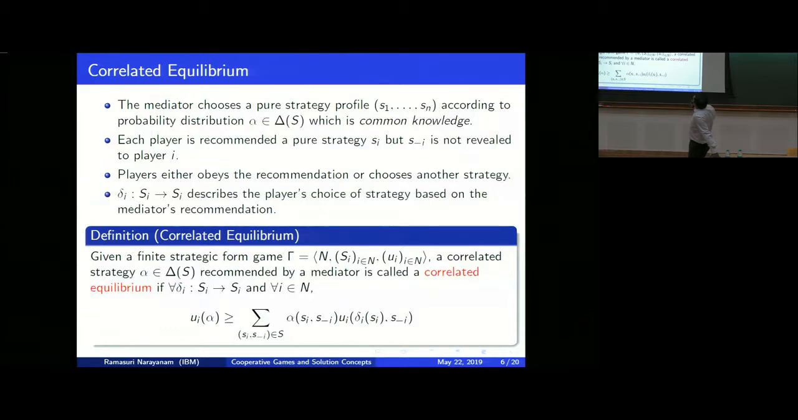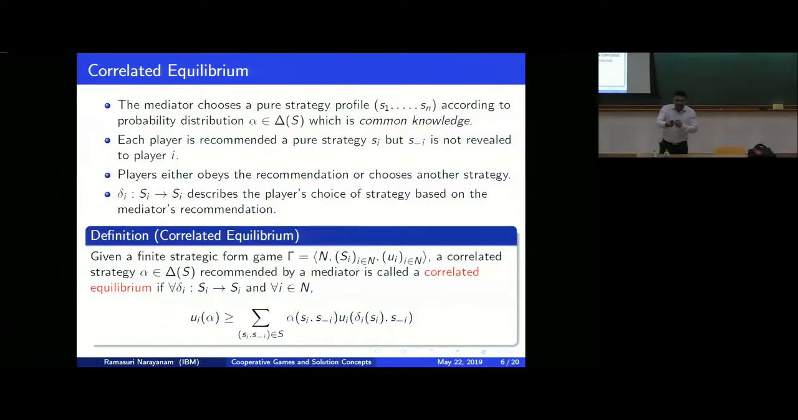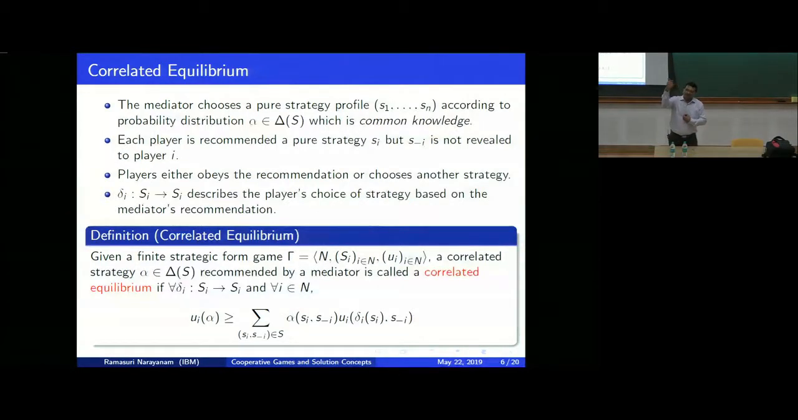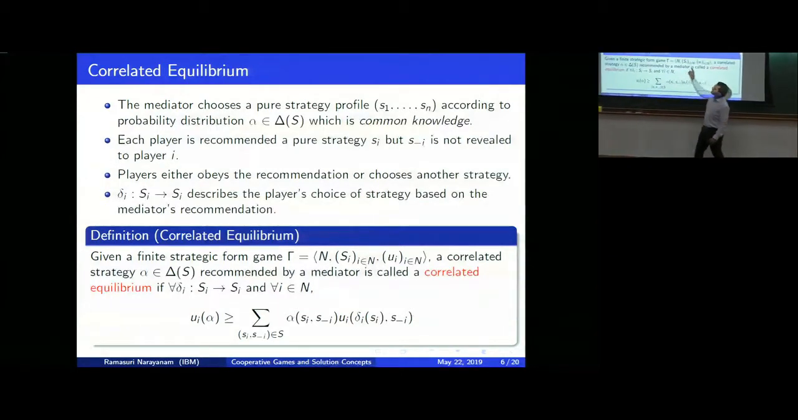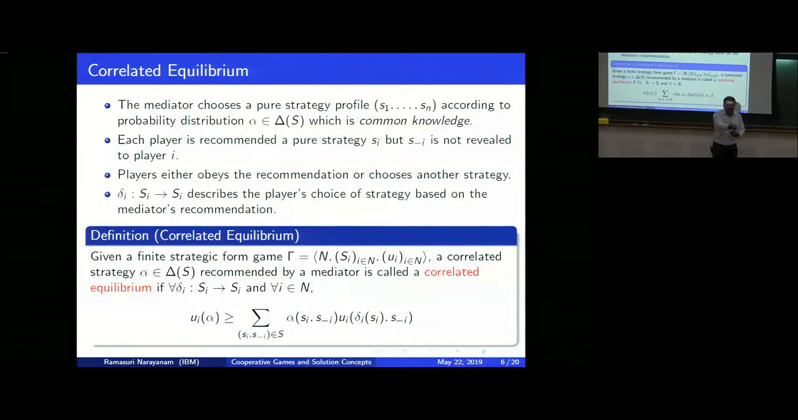Recommended a pure strategy Si. No, they don't know, but they know the matrix, right? The original matrix they know. See, what exactly I am recommending to him and what exactly I am recommending to him, that you don't know. So what you know is what I am recommending to you. But everybody knows the matrix. That is common knowledge. That's the reason I am taking the sum over all possible things. So I'm not relying on exactly what I prescribe to him and him.